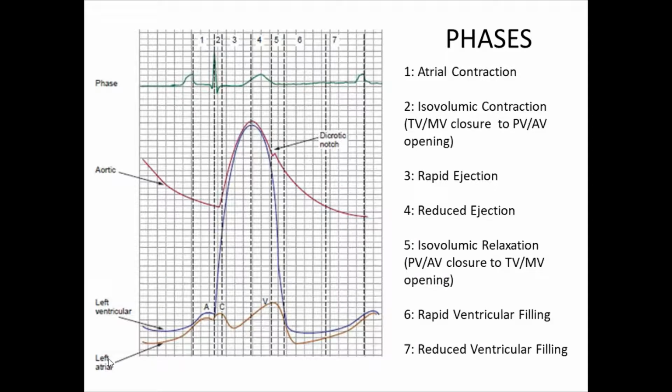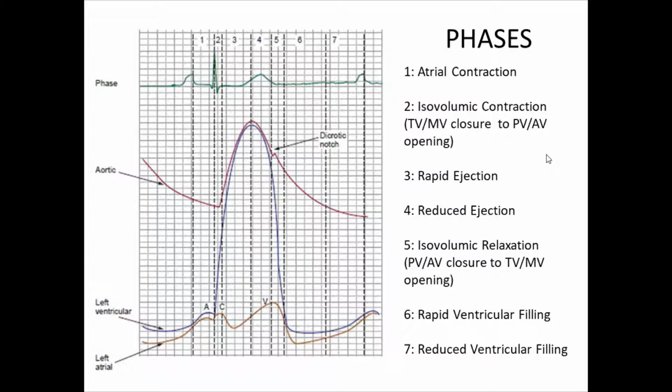If we look at the left atrial pressure, it is the A wave, followed by isovolumic contraction, and then rapid ejection and reduced ejection. This is the systolic phase, followed by isovolumic relaxation, and then rapid ventricular filling and reduced ventricular filling. So we have to time plot these events of the left atrium, left ventricle, and aorta to each other and to the cardiac cycle.